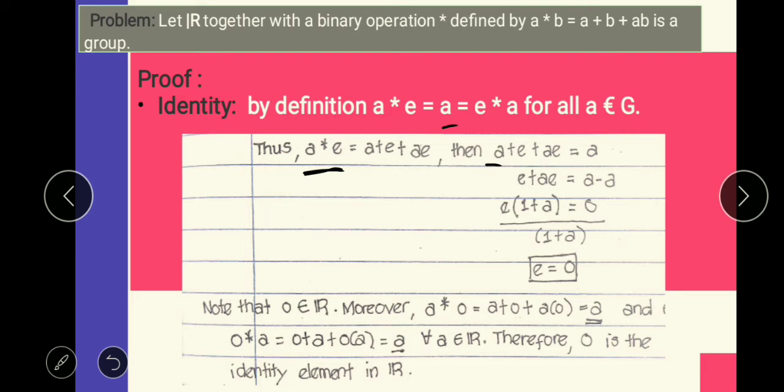Note that 0 is an element in R. Moreover, A star 0 is equal to A plus 0 plus A times 0, which is equal to A. And 0 star A is equal to 0 plus A plus 0 times A, which is equal to A for all A element in R. Therefore, 0 is the identity element in R.